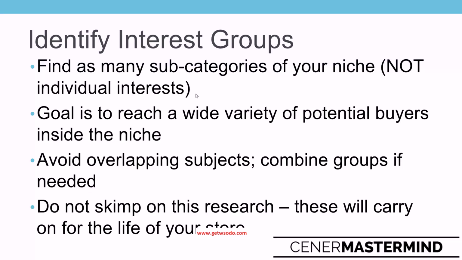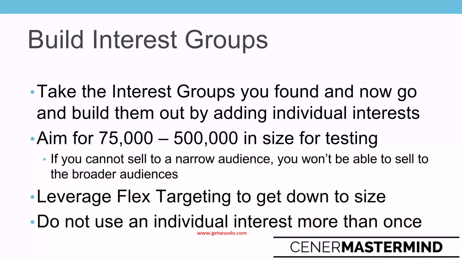It would be incredibly expensive to test every interest individually, okay? We want to definitely avoid overlapping subjects. We're going to combine groups if needed, and you really don't want to skimp on this research. These are going to carry on for the life of your store, okay? So don't skimp on this research. If it takes you a whole day to do it, that's fine. You want to find as many interest groups as possible, okay? So once we have interest groups identified, we then need to go and take those interest groups and build them out. We need to go and find the individual interests that are going to load up in those groups.